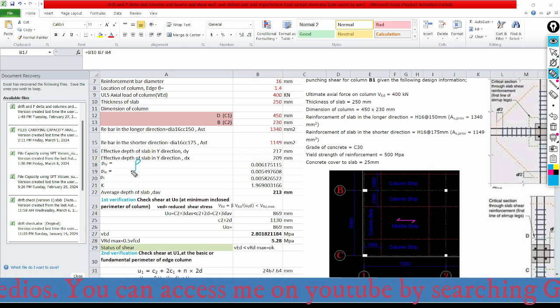Rho in y direction is equal to the area of steel in y direction divided by b times d, where d is the effective depth of the slab, and b is the unit width, which is 1000. So when we calculate it, it provides this much amount. And rho 1x, that is in x direction, the area of steel in x direction divided by b times d, and it provides this value.